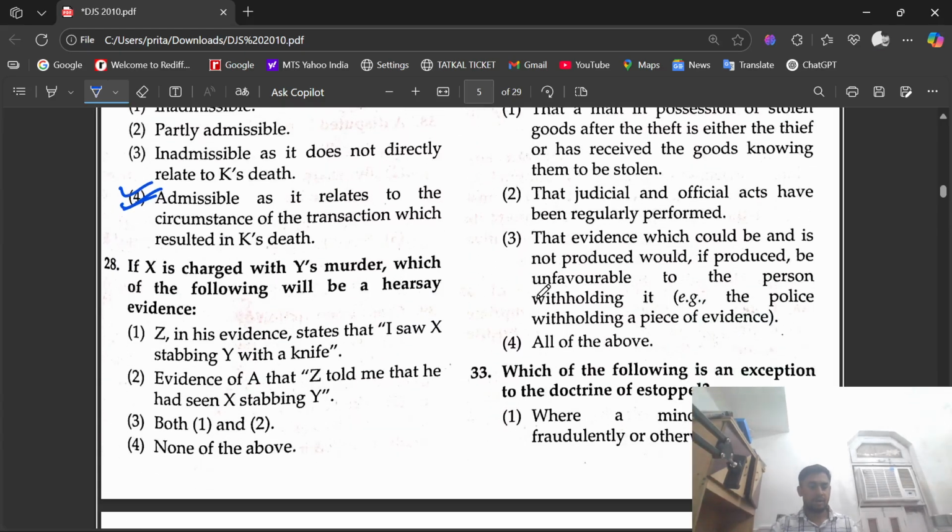Question number 28. If X is charged with Y's murder, which of the following will be hearsay evidence? Z in his evidence states that I saw X stabbing Y with a knife. Evidence of A that Z told me that he had seen X stabbing Y. The second would be the answer, I guess. The first is direct evidence, and the second one is hearsay evidence.